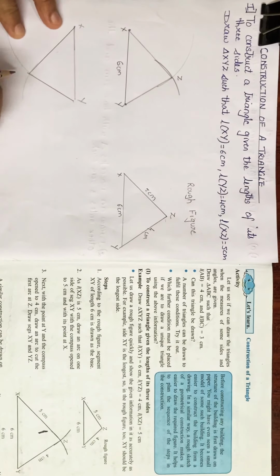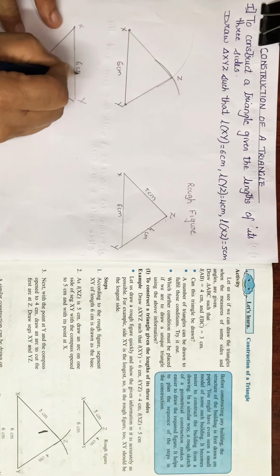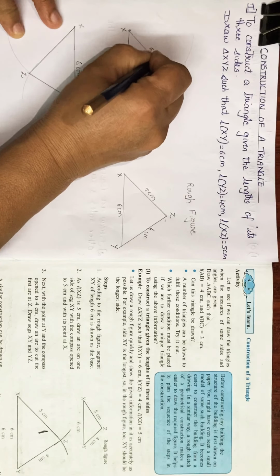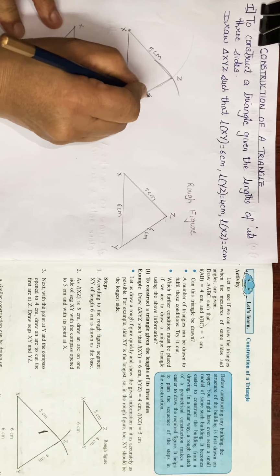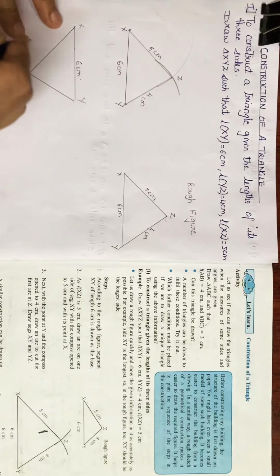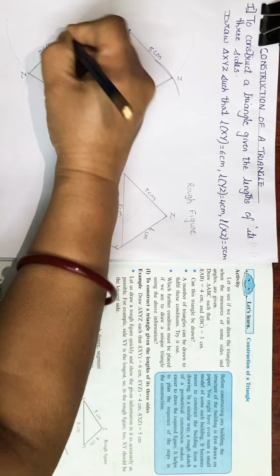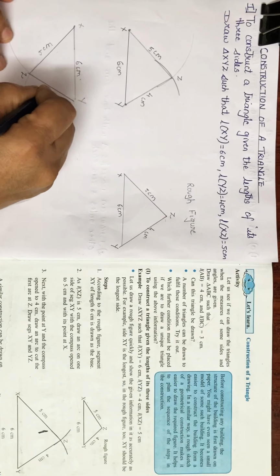So here this is your point Z. So this is 6 centimeters. XZ is 5 centimeters here. And this is 4 centimeters. Similarly, here also it is 5 centimeters. And here also it is 4 centimeters.